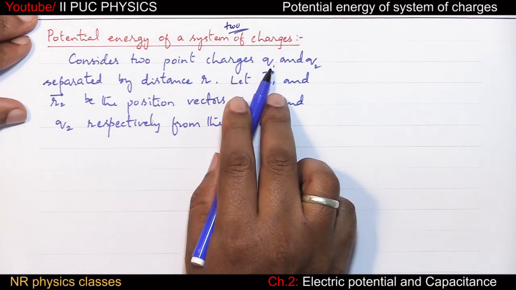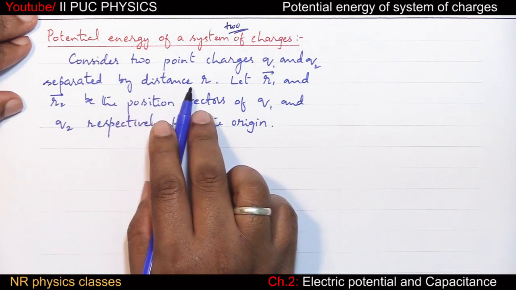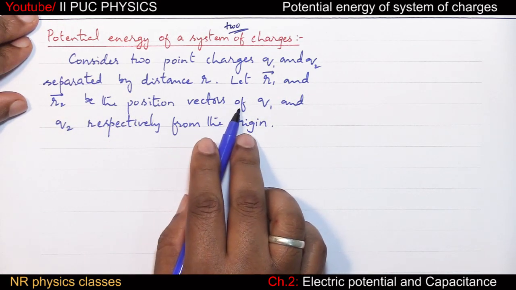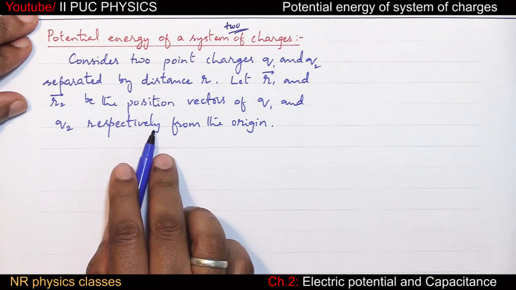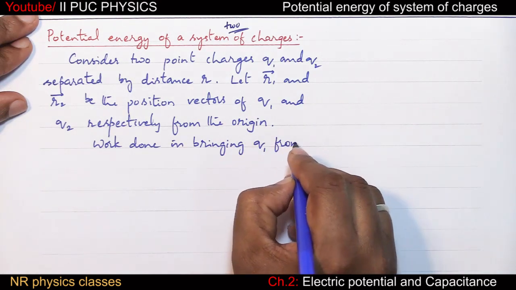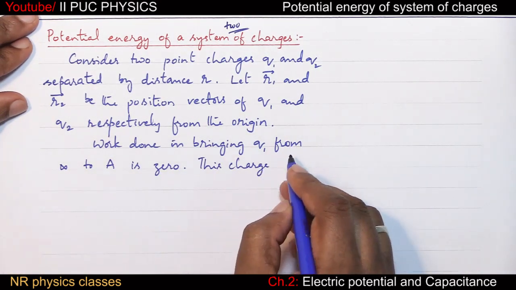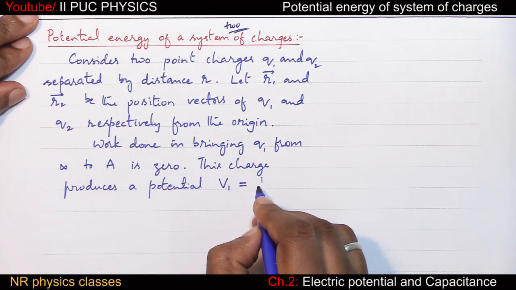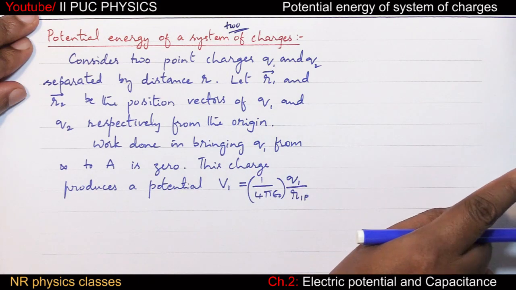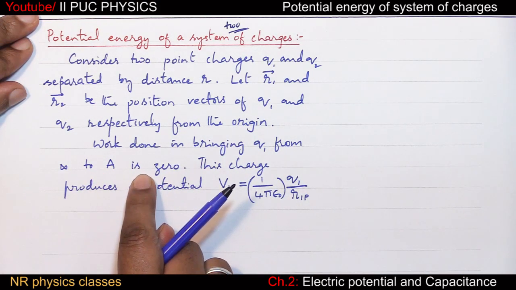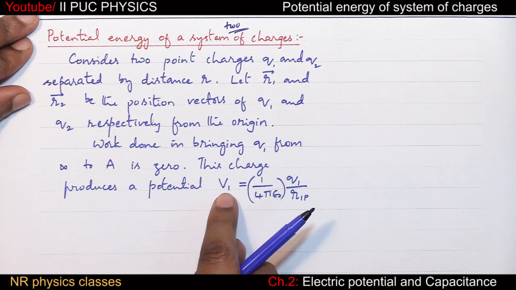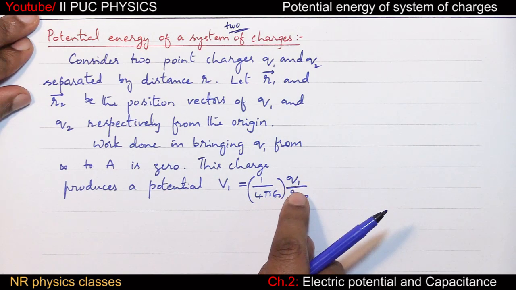Consider 2 point charges Q1 and Q2 separated by distance R. Let R1 and R2 be the position vectors of Q1 and Q2 respectively from the origin. Work done in bringing Q1 from infinity to point A is 0. Then this charge Q1 produces a potential constant Q by R1P.